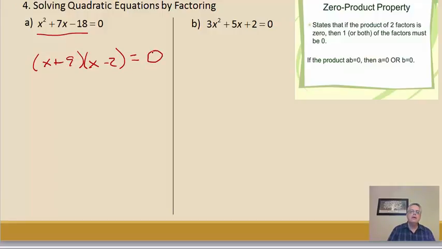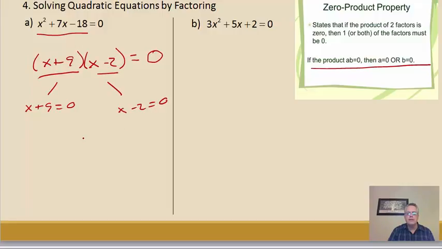Equal to 0. Now, it's important that this equals 0. We have a product of two things that are equal to 0. And the zero product property of real numbers says that if a product equals 0, then either the first quantity or the second quantity has to be 0. So if you think about it, the only way we can make this 0 is if either x plus 9 equals 0 or x minus 2 equals 0. Remember, this is called ZPP, zero product property.